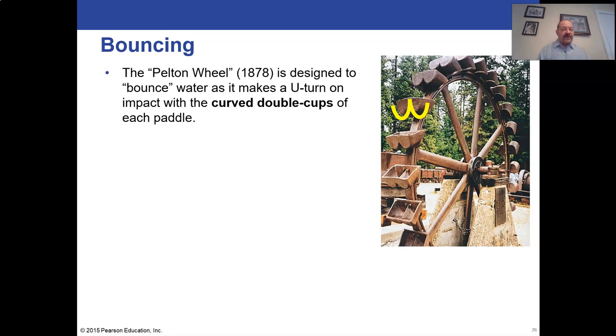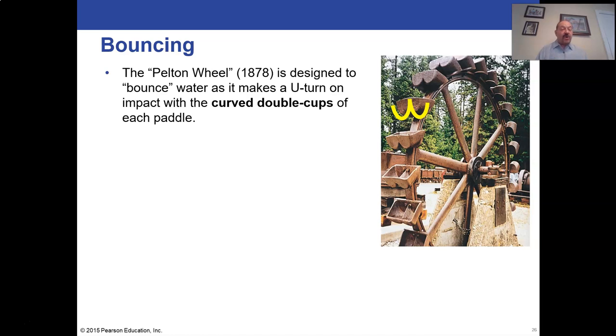So there's a wheel called the Pelton wheel. This is a special kind of water wheel. It's not your standard water wheel where the cups just catch the water and the water pushes the wheel around in a circle. This uses a very different concept. It takes advantage of the impulse, the giant impulse of bouncing of water.